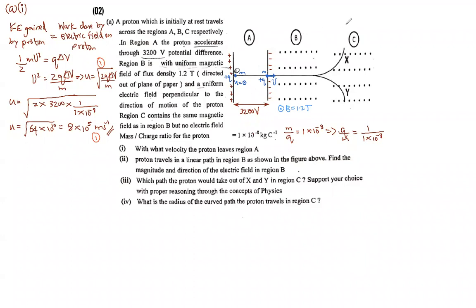Right, Roman 2 now. Proton travels in a linear path in region B as shown in the figure above. Linear path means undeviated. Find the magnitude and direction of electric field in region B. Now we already have the magnetic field. What is the electric field?